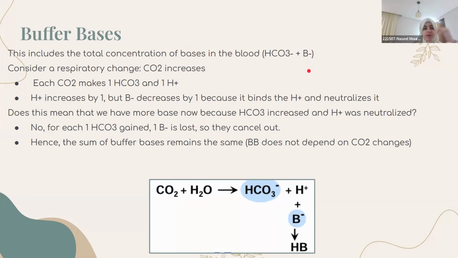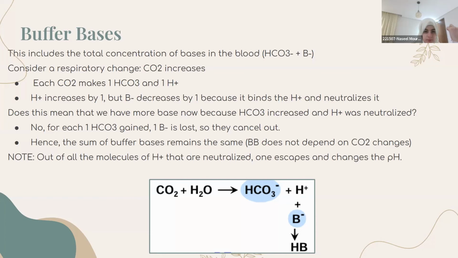So this means that the buffer bases do not depend on the CO2 changes. If my disturbance is coming from a change in carbon dioxide, my buffer bases are not going to change. And so this is why this is a parameter of metabolic changes, not respiratory. Now we solved the dilemma of the blood becoming more basic. We said that no, because bicarb and B minus balance out each other.